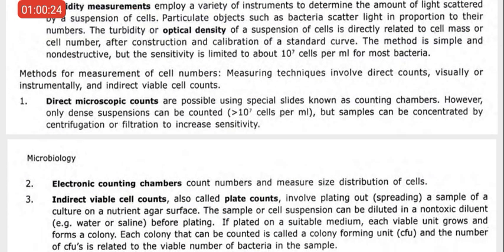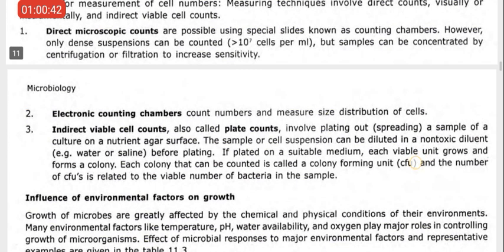Measuring techniques involve direct counts, visually or instrumentally, and indirect viable cell counts. Direct microscopic counts are possible using special slides known as counting chambers. However, only dense suspensions can be counted, but samples can be concentrated by centrifugation or filtration to increase sensitivity. Electronic counting chambers count cells and measure size distribution of cells.